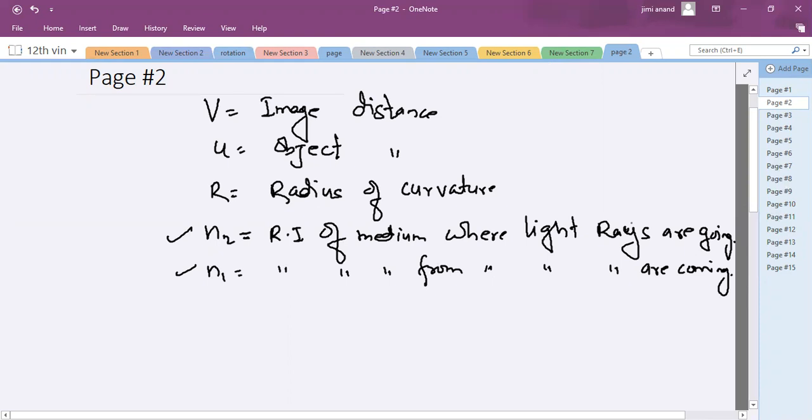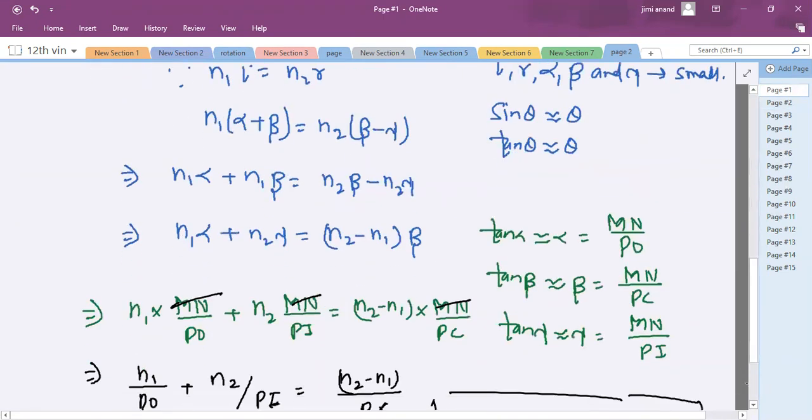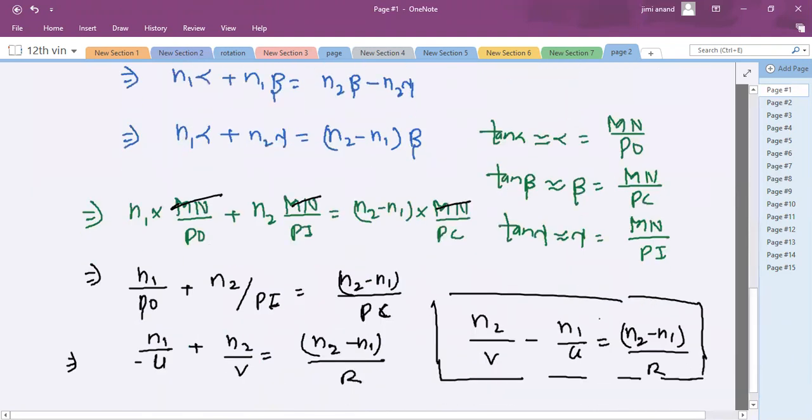Once again we'll write the formula. What is the formula of refraction at a spherical surface? N2 upon V minus N1 upon U equals N2 minus N1 upon R. This is a very important formula. From this formula, we can also prove the lens formula. In the next class, we'll prove the lens formula.